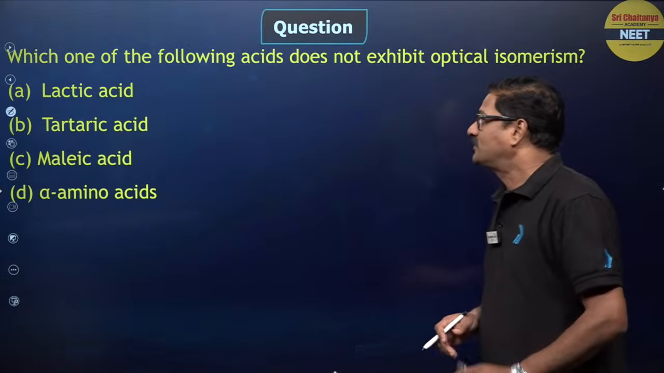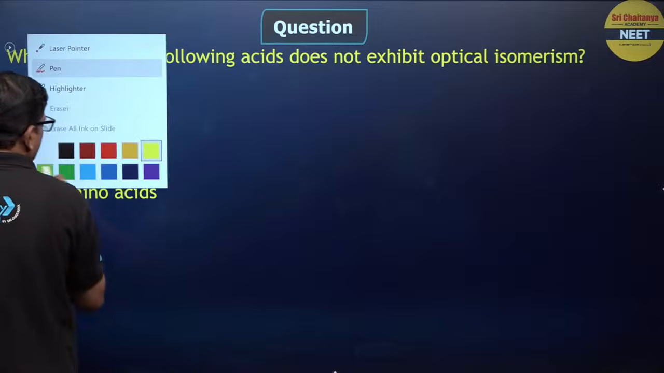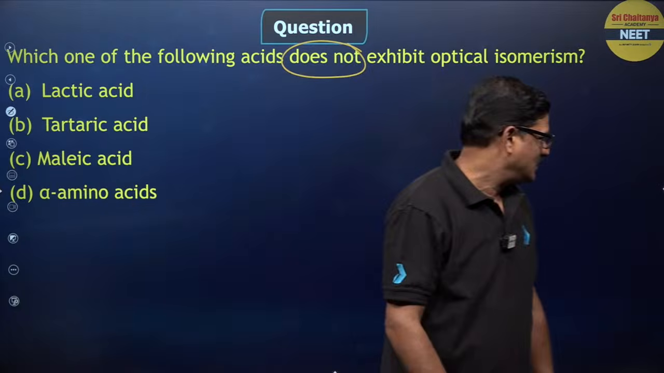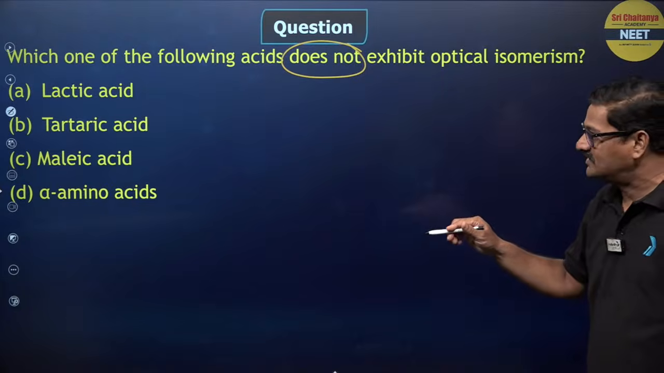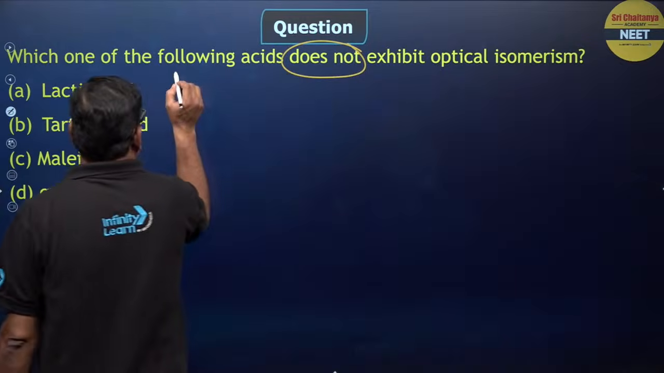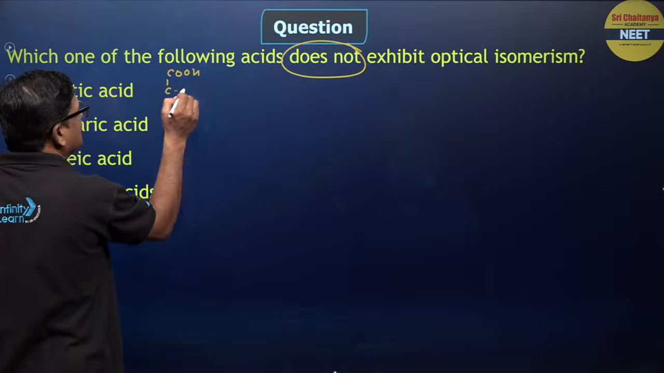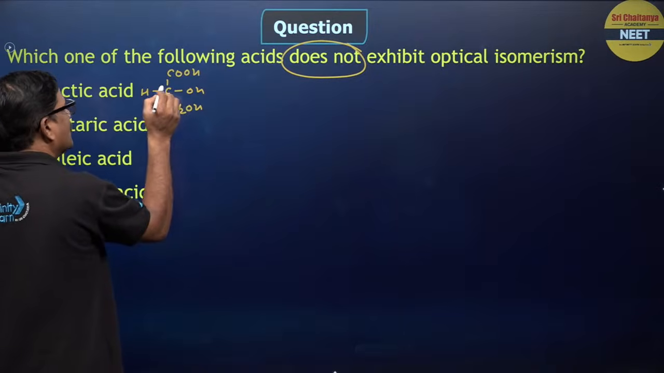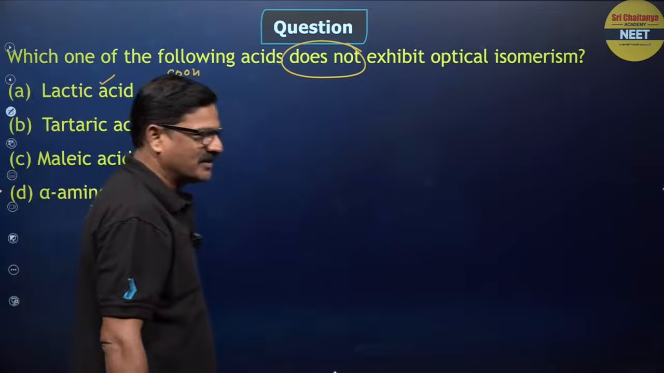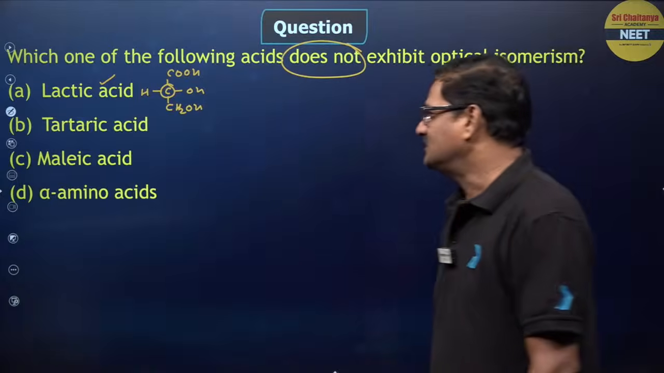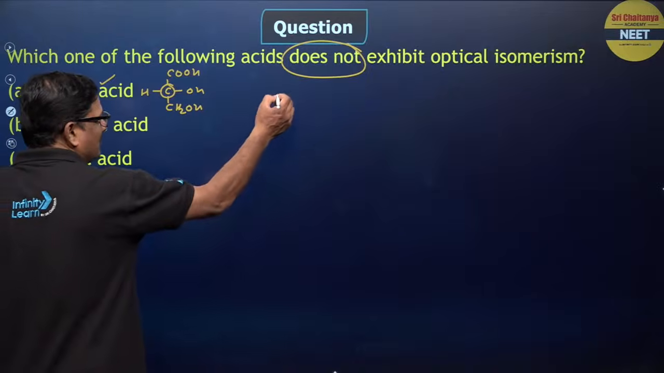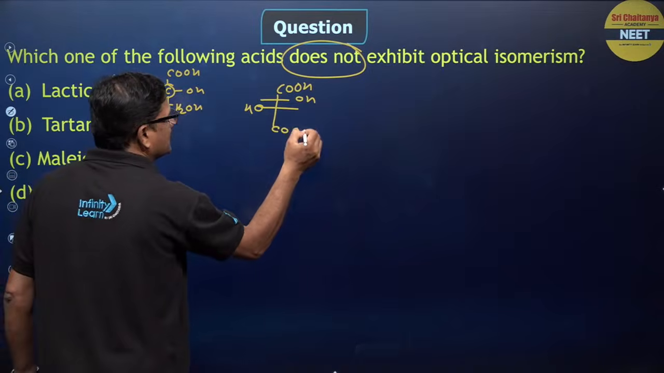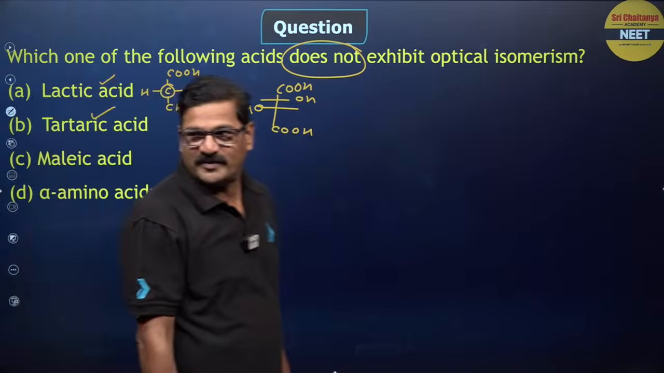Let us start. Which of the following acids do not exhibit optical isomerism? So which will exhibit and which will not exhibit, you can see. Lactic acid, this is your lactic acid, COOH and OH and H and CH3. So we are having a chiral center, it will show optical isomerism. And tartaric acid, you have COOH and COOH. It will show optical isomerism.